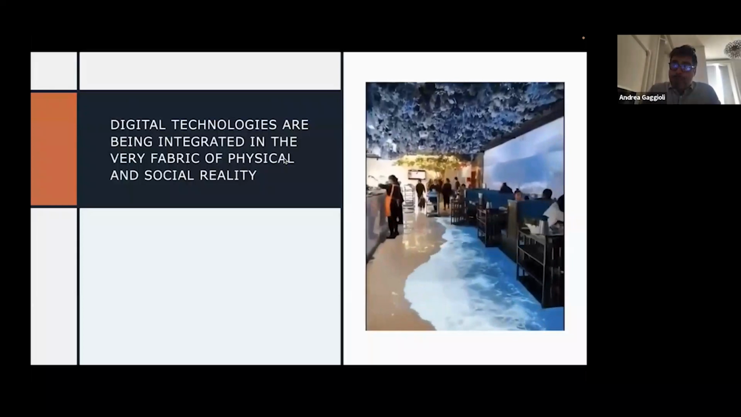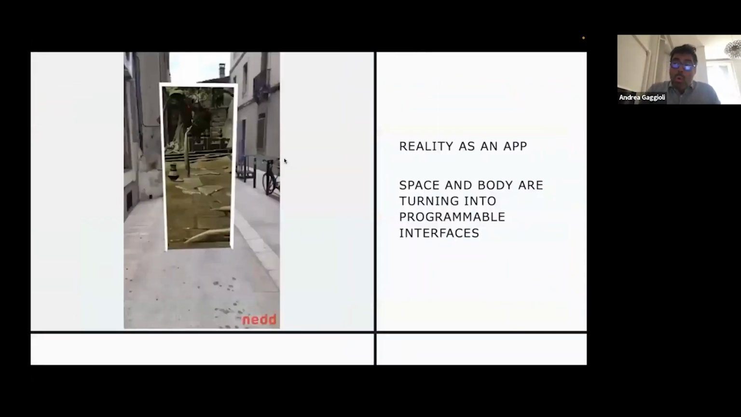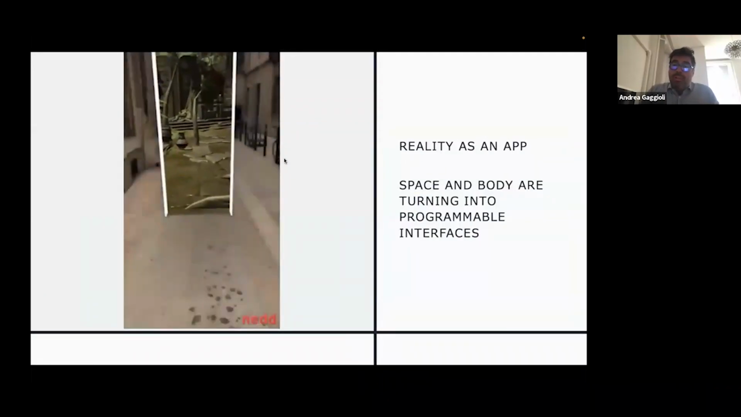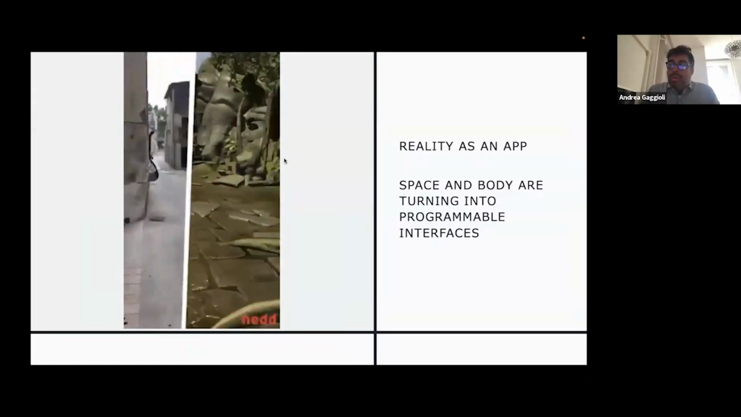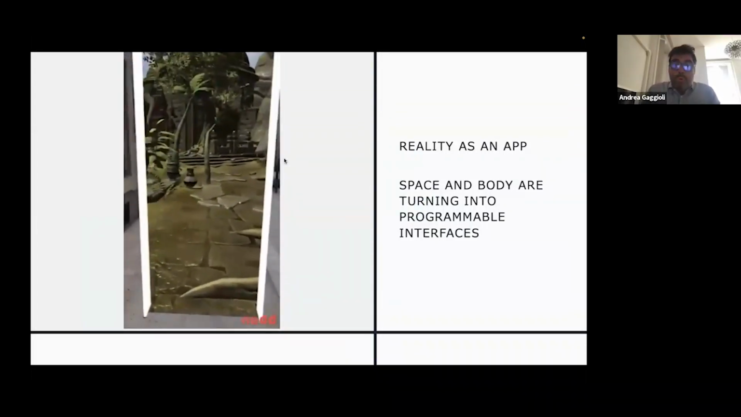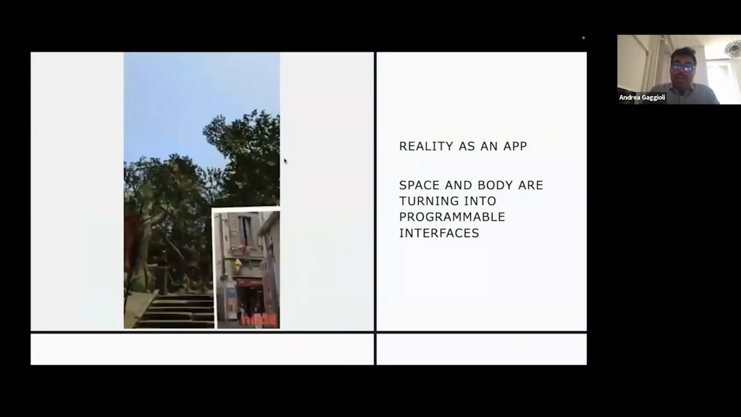Digital technologies are really becoming integrated with the very fabric of reality. They're bringing forth a new era where our physical surrounding seamlessly integrate with virtual elements, creating a dynamic and interconnected ecological digital system. Within this hybrid digital environment, objects, tools, and even our own bodies can now be transformed into programmable interfaces that enable entirely new ways of experiencing physical and social space.